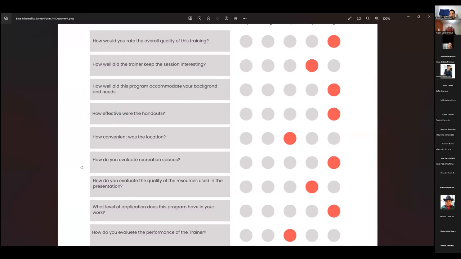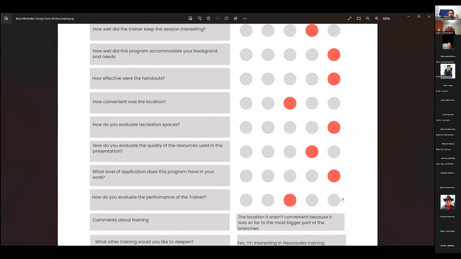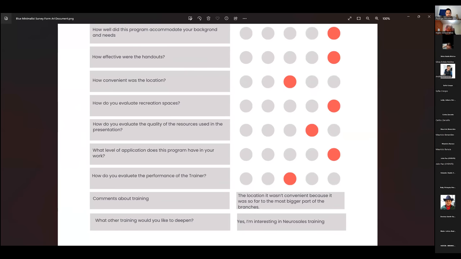Okay, how do you evaluate recreation spaces? 5. How do you evaluate the quality of the resources used in the presentation? 4. What level of application does the program have in your work? 5. How do you evaluate the performance of the trainer? 3. And comments about training: the location wasn't convenient because it was so far from most of the branch. That was what Gilberto says.